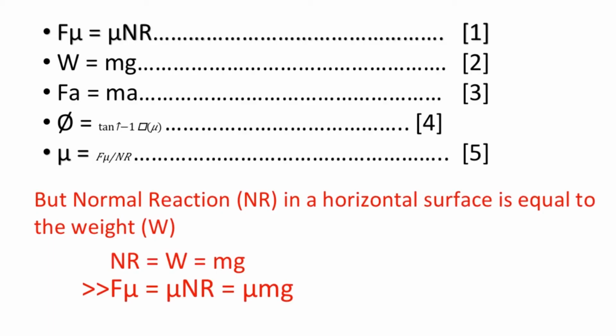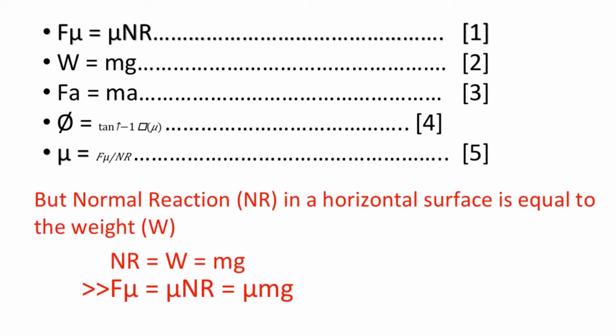Now, with regards to friction, these are the equations that we normally use, more particularly on horizontal surfaces. The first equation there is the frictional force, F friction is equal to mu multiplied by the normal reaction. That mu is actually the coefficient of friction. So for you to calculate your frictional force, F friction is equal to coefficient of friction multiplied by normal reaction.